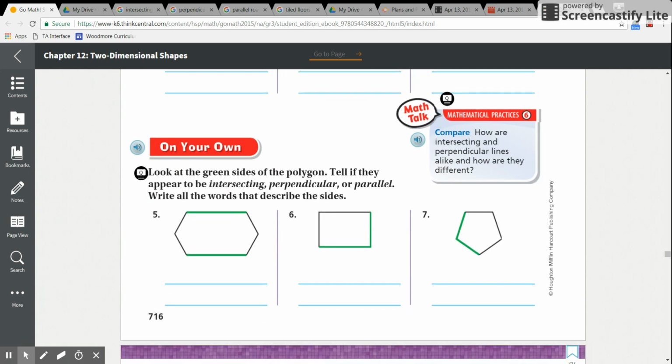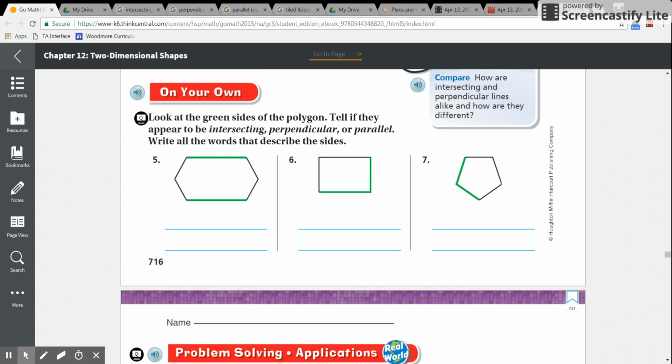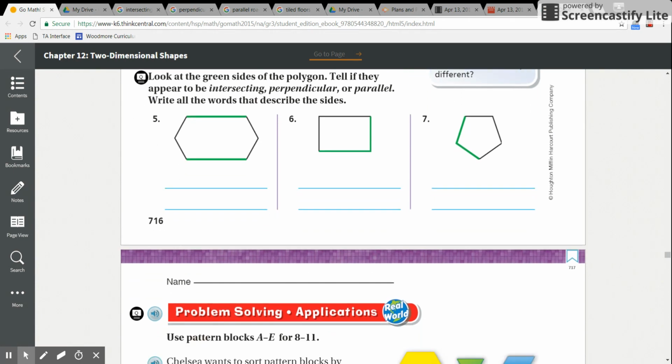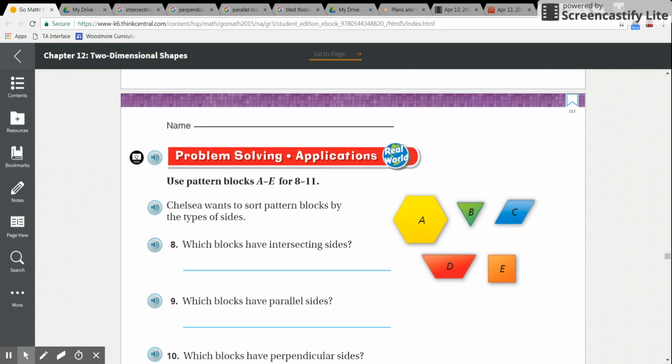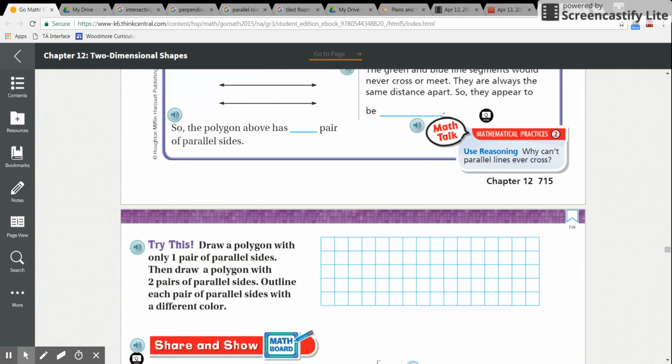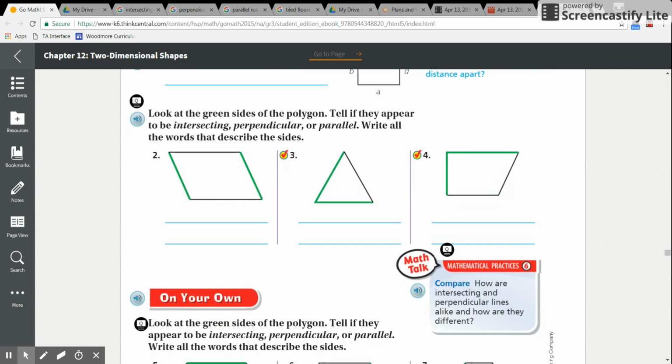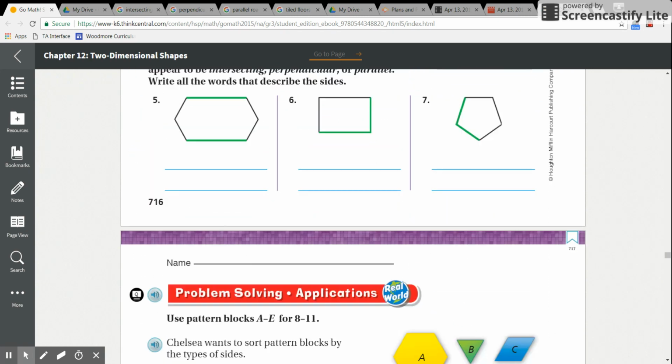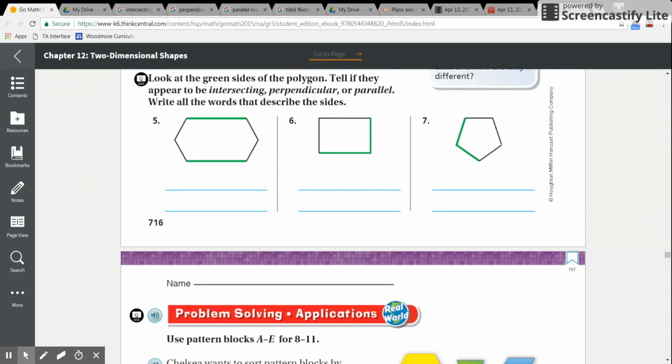So now we're going to work on our own a little bit. I'm going to give you a little bit more time because it's the exact same things that we've already done. So for 5, 6, and 7, you're going to write intersecting, perpendicular, or parallel, just like we did above there. And then underneath it, we're going to get a little bit more complicated. Let's go ahead and pause that video and answer 5, 6, and 7. And then I'll go over them quickly before we go over the next part. So it says, look at the green sides of the polygon. Tell if they appear to be intersecting, perpendicular, or parallel. Write all the words that describe the sides. So just what we did. Go ahead and pause it. Answer 5, 6, and 7.